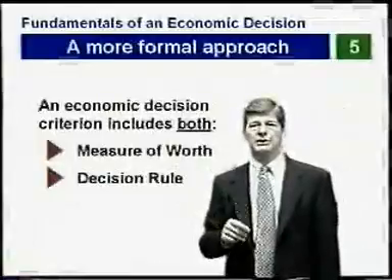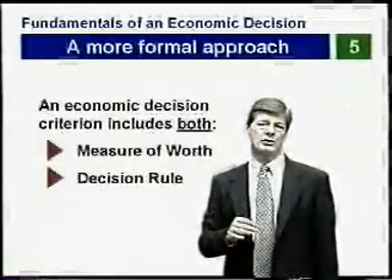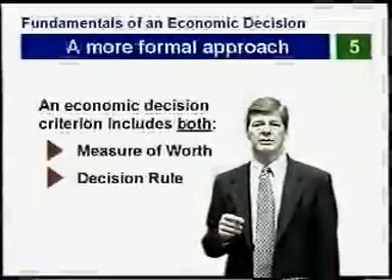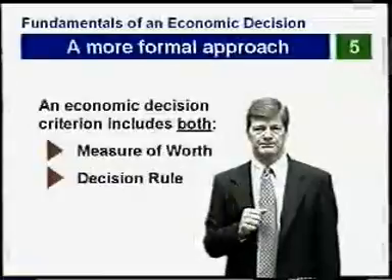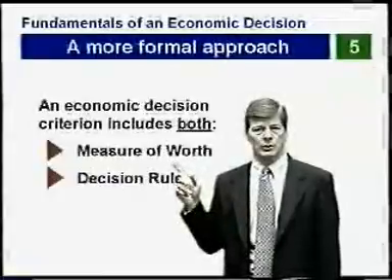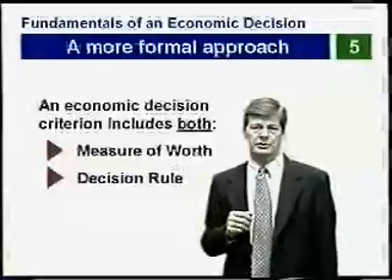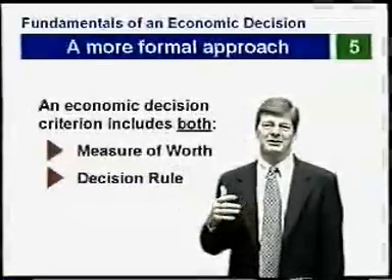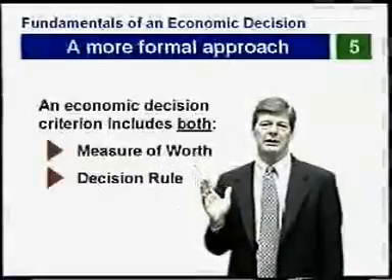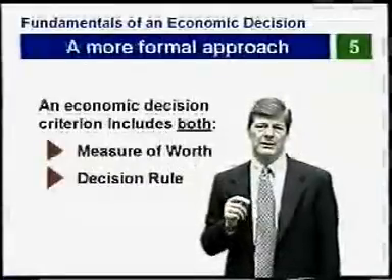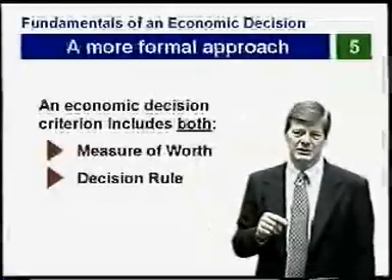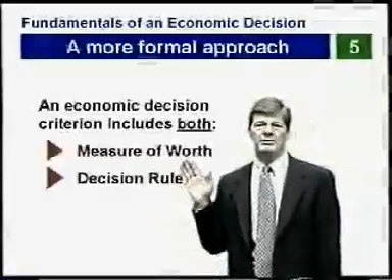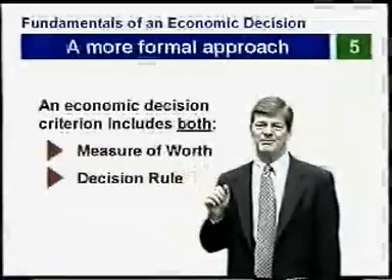An economic decision criterion is a procedure that we use to make an economic decision. A decision criterion is comprised of 2 components. It's comprised of a measure of worth and a decision rule. Let me give you a non-economic example of what we mean by a measure and a decision rule. I stand exactly 6 feet, 0 inches tall. I'm precisely 6 feet tall. That is my measure. I stand 6 feet.